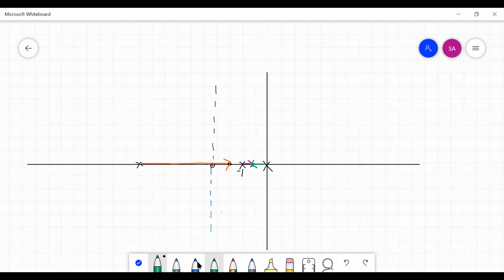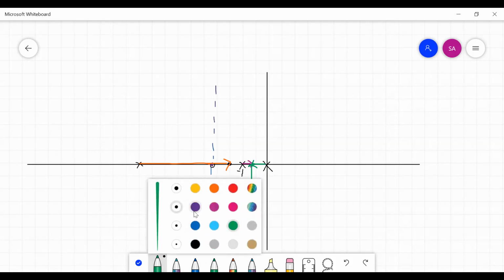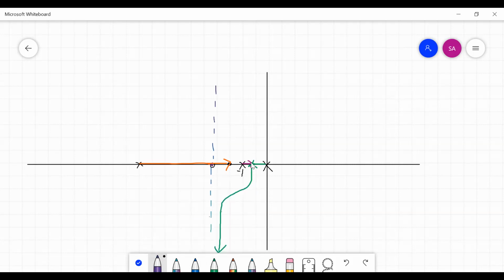Then what will happen? This will break and it will come like this. Then it has to run parallel to the asymptote, so it will come down like this. Whereas what about the other one? The other one which comes out like this, again it has to follow the asymptote, it will go like this towards the zero at infinity. So this is how you have to draw the root locus.